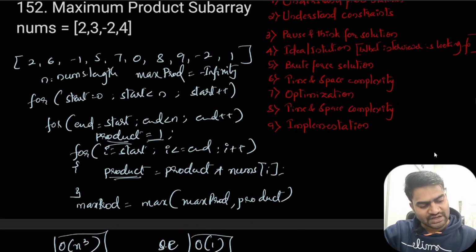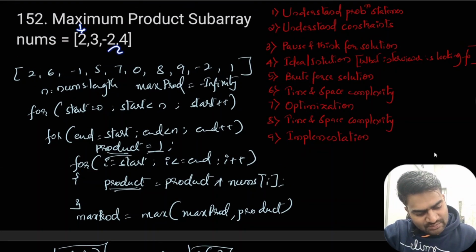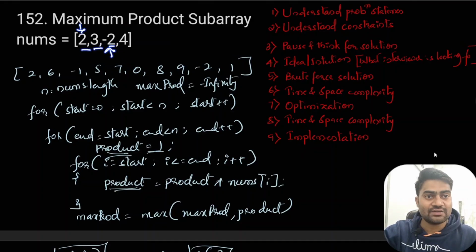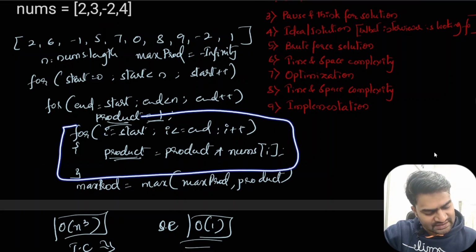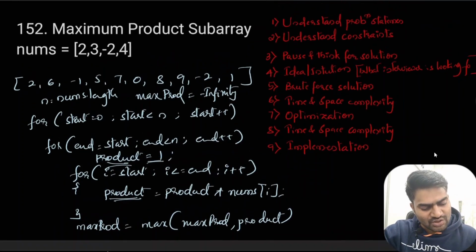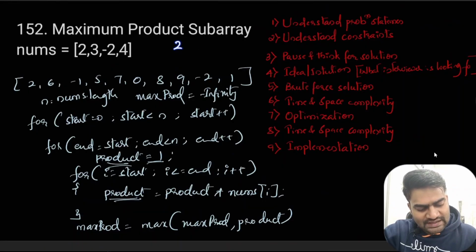Now, what we did in this problem, we used two pointers, say for example, something like this. Then we iterated over each value and found the product of all the numbers. But is that really required? This loop does that, but do you see, is it really required? Why? Because initially we will take subarray 2, then we will take subarray 2, 3, then we will take subarray 2, 3, -2.